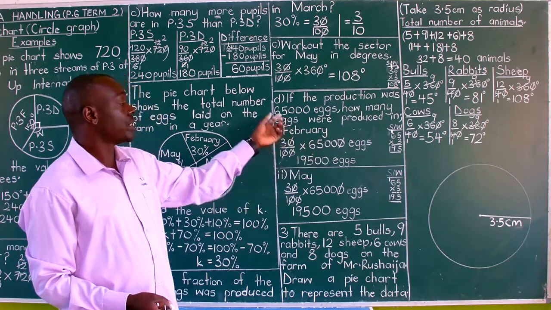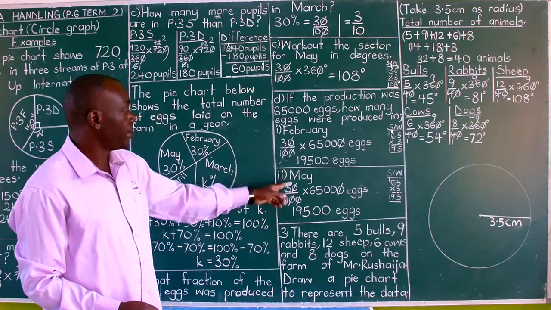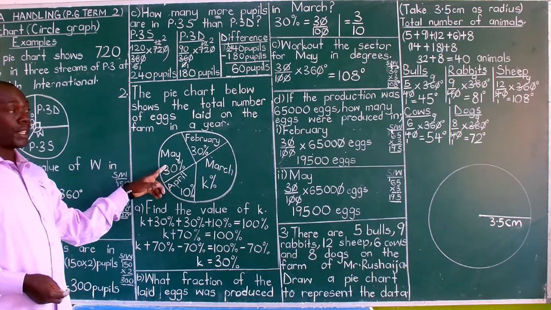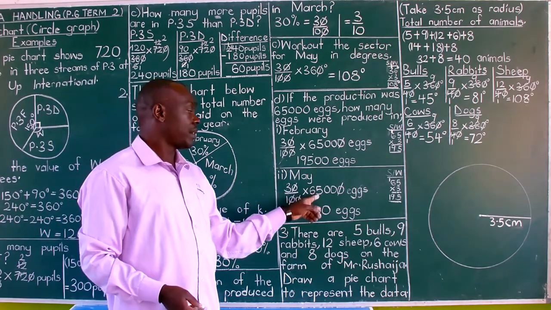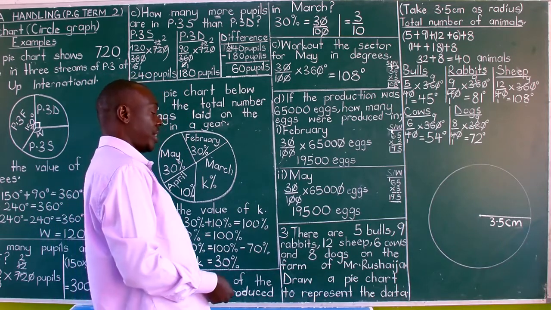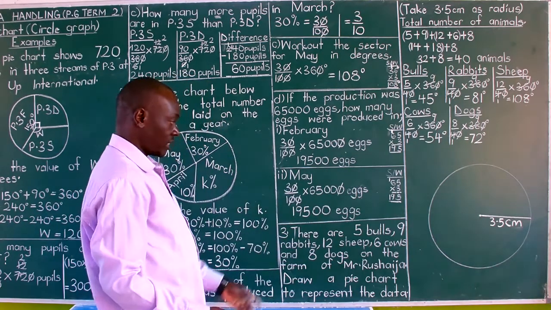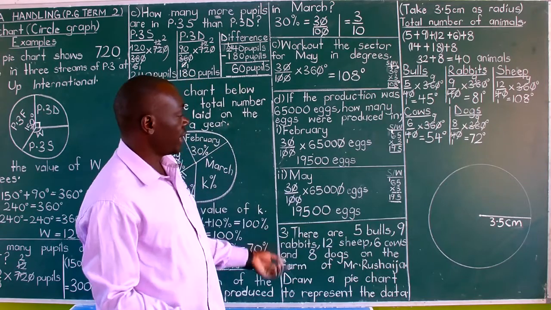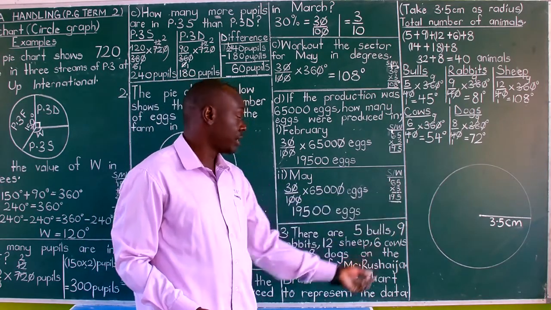If the production was 65,000 eggs, how many eggs were produced in May? You go to May, fortunately it's bringing the same 30%. You say 30 out of 100 times 65,000 eggs. Do the same, cancel by 10 by 10 by 10 by 10. Still, of course, 3 times 6,500 eggs.